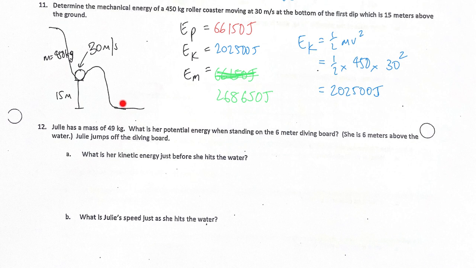Here's a question. How much potential energy? 0. How much kinetic energy? 268,650. How much potential energy here? 268,650. Good. And then 0 kinetic energy. All right.